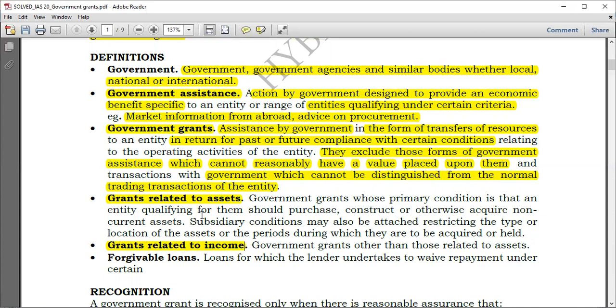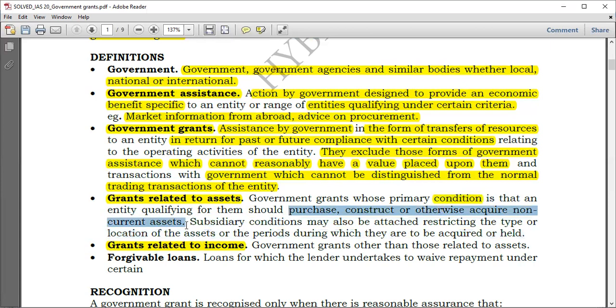Actually, everything is ending here. These definitions explain all the standards. So grants related to assets are the government grants whose primary condition, because to have the grant you have to fulfill the condition, is that an entity qualifying for them should purchase, construct, or otherwise acquire.